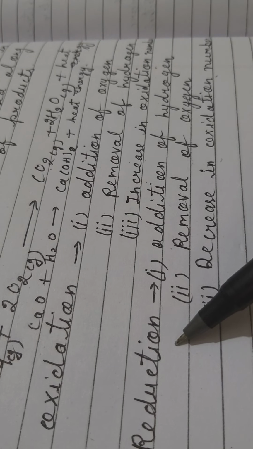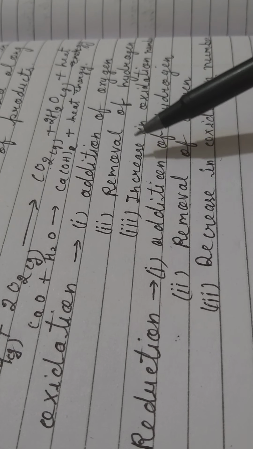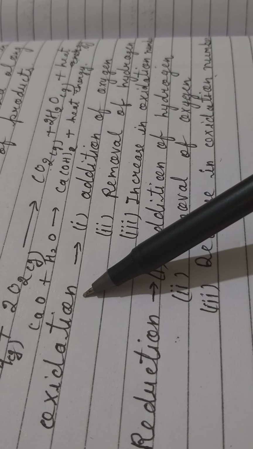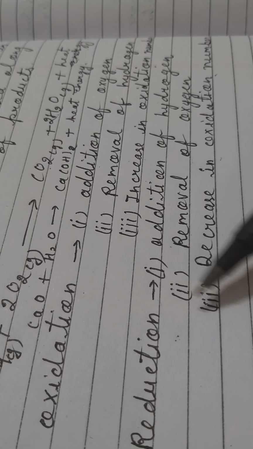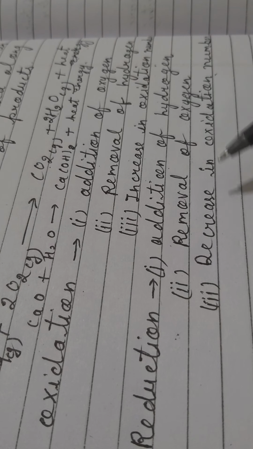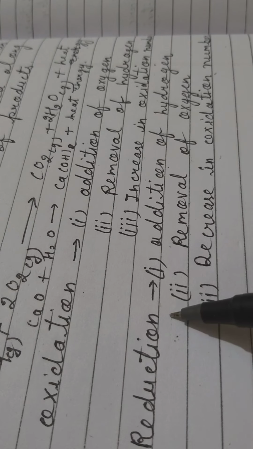So reduction is completely the opposite of oxidation. If addition of oxygen, removal of hydrogen and increase in oxidation number take place in oxidation, then just the opposite things, that is addition of hydrogen, removal of oxygen and decrease in oxidation number, take place in reduction.